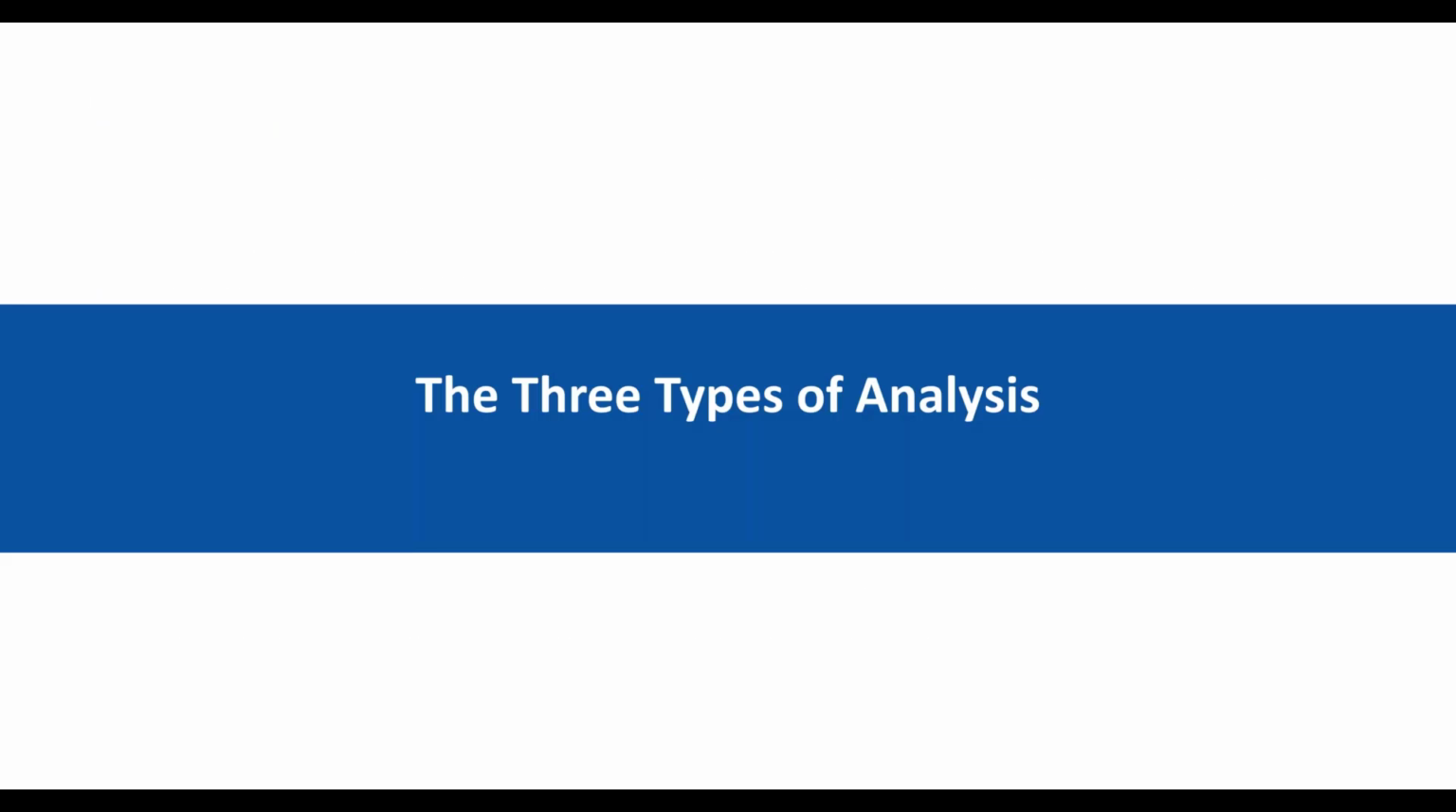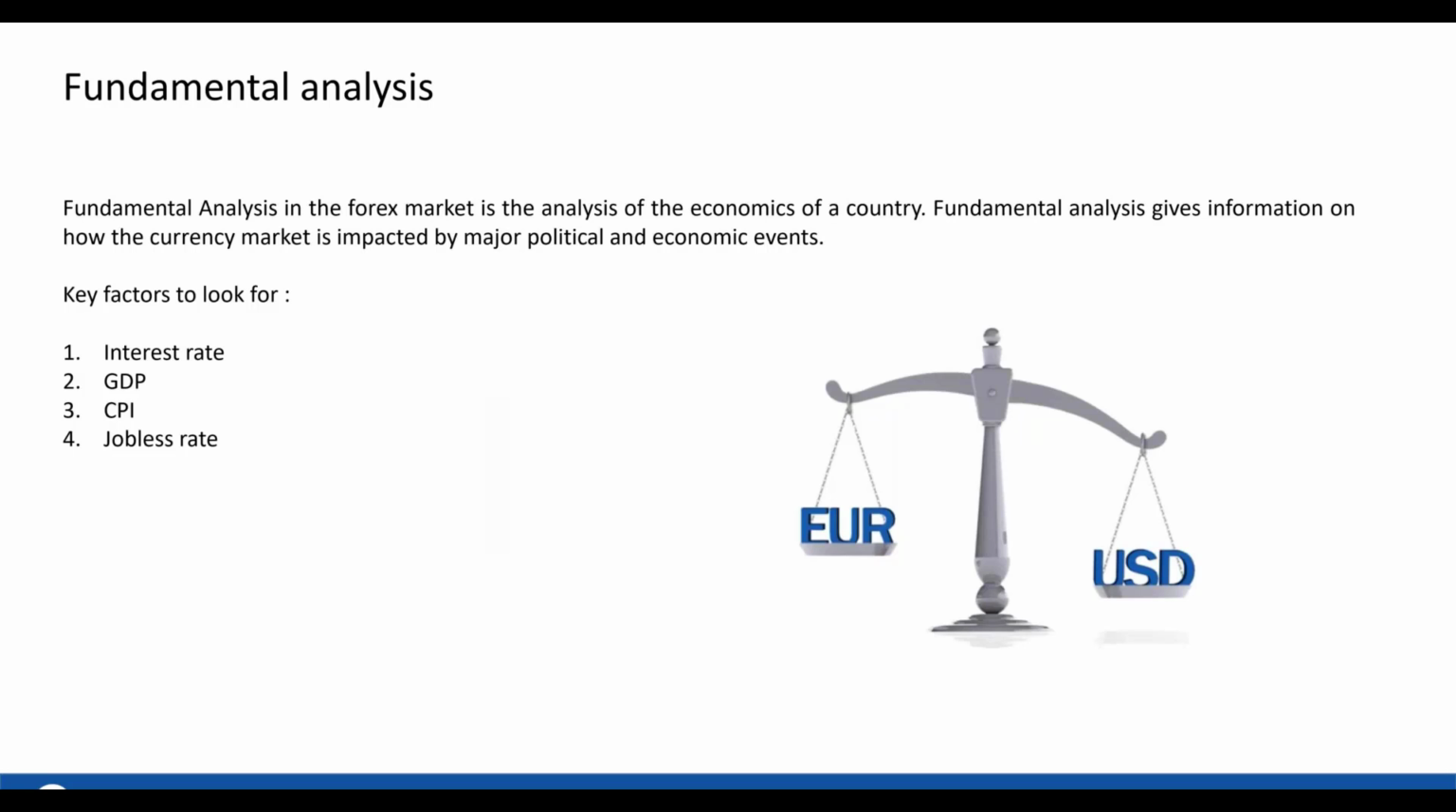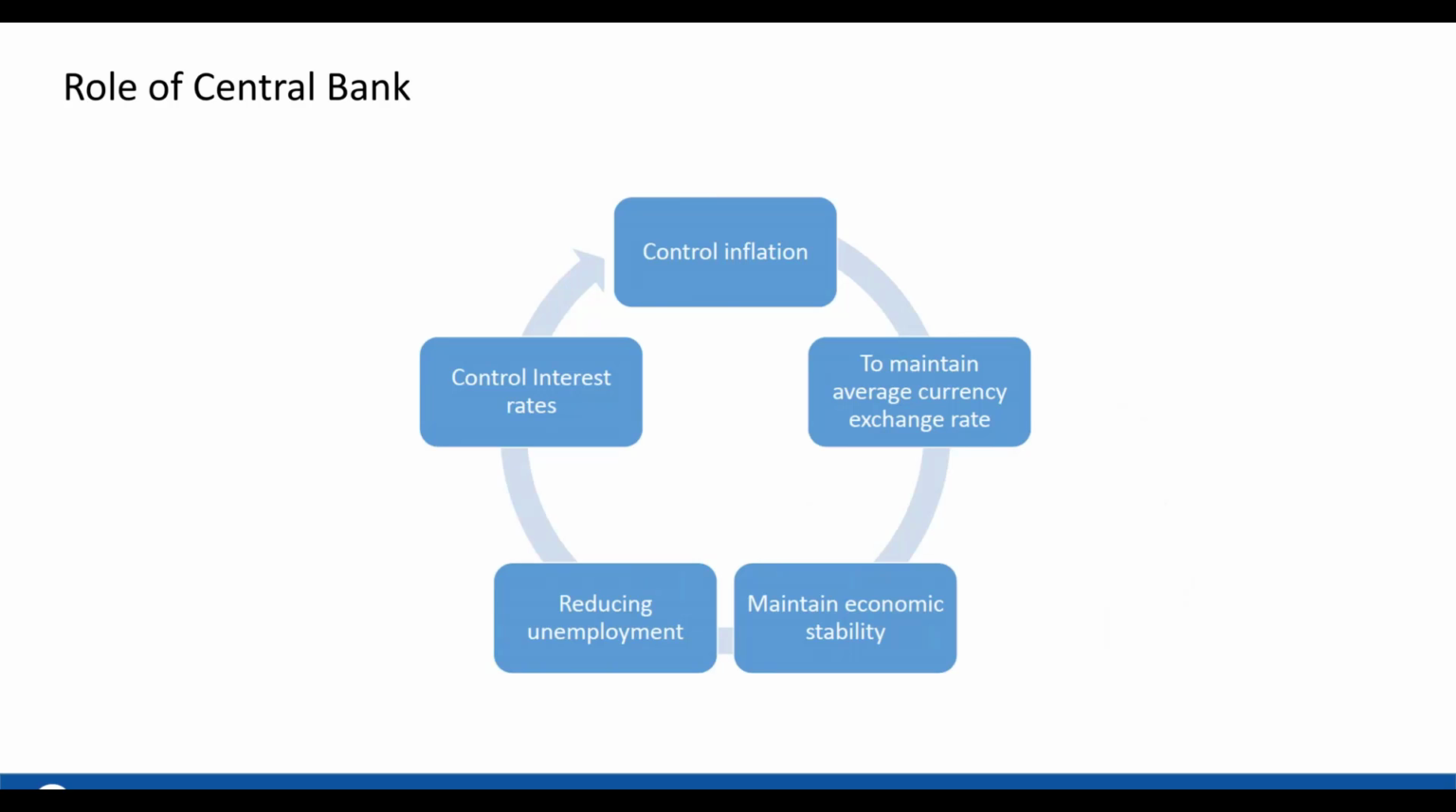The three types of analysis. 1. Fundamental analysis. Fundamental analysis in the Forex market is the analysis of the economics of a country. Fundamental analysis gives information on how the currency market is impacted by major political and economic events. Key factors to look out for include interest rates, GDP, CPI, and the jobless rate. A pivotal factor in fundamental analysis includes the role of the central bank. The central bank typically looks to control inflation, to maintain average currency exchange rates, maintain economic stability, reduce unemployment, and control interest rates.